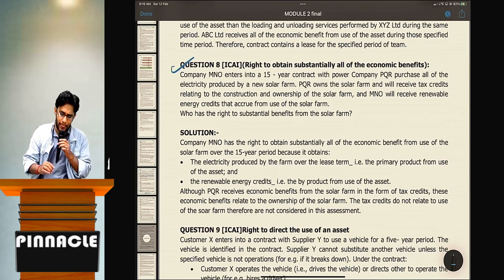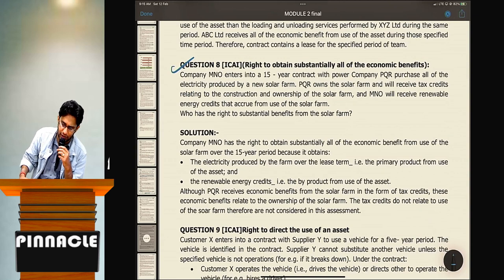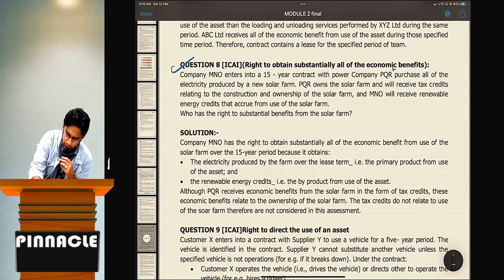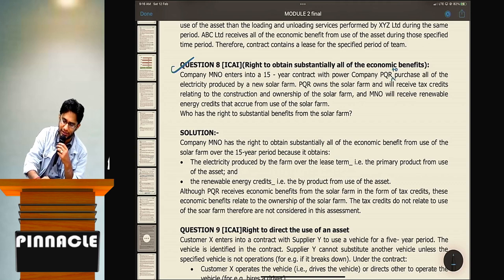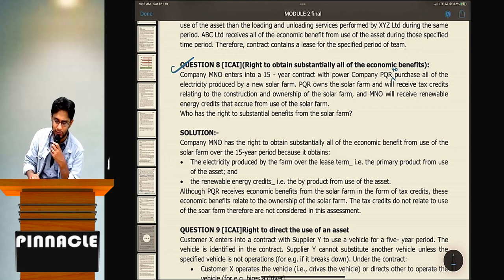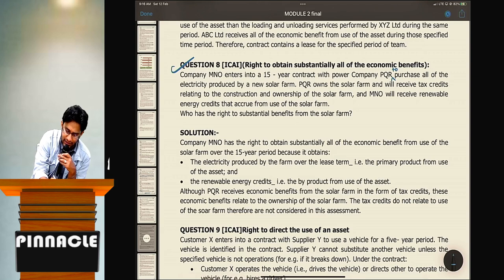Company MNO enters into a 15-year contract with power company PQR to purchase all of the electricity produced by a new solar farm. Okay, wait there. MNO is entering into a contract with the power company. The power company obviously will manufacture electricity only, no? All the electricity MNO only will buy. That too, electricity produced by a solar farm.